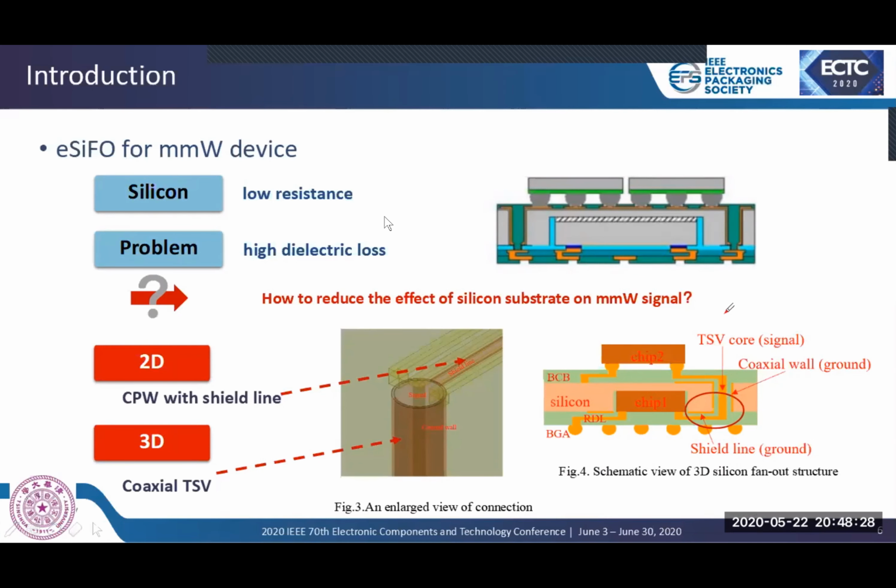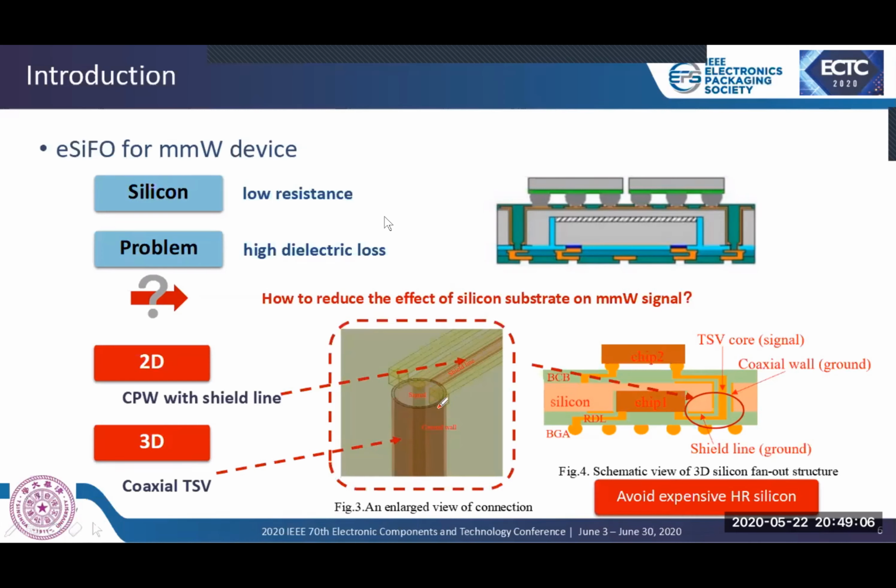To solve this problem, from a perspective of structural improvement, a shield line is designed to protect the commonly used coplanar waveguide for horizontal interconnection. Meanwhile, a coaxial through-silicon via structure is employed for vertical interconnection. The vertical signal is surrounded by a ground shield wall to suppress undesirable substrate influence. This transmission line design avoids expensive high-resistance silicon and takes full advantage of its EC4 technology in high frequency.